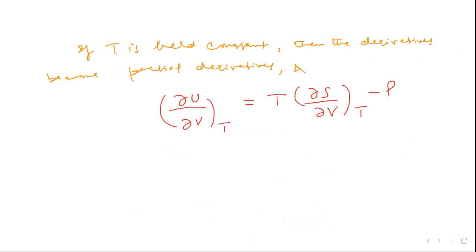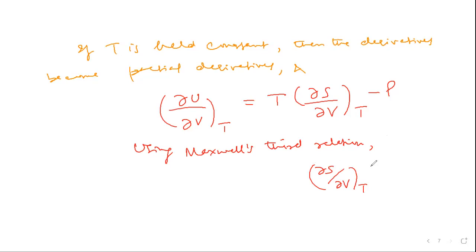Right? ∂U/∂V at constant T is equal to T ∂S/∂V at constant T minus P. Now using Maxwell's third relation, ∂S/∂V at constant T is equal to ∂P/∂T at constant V.